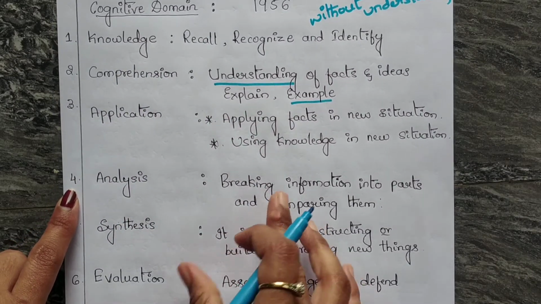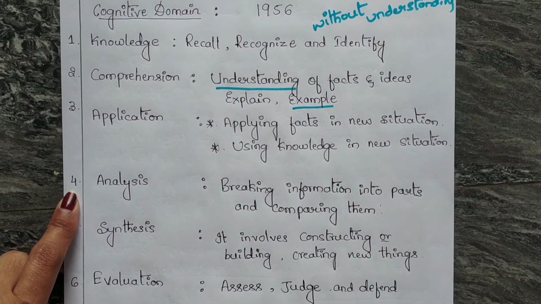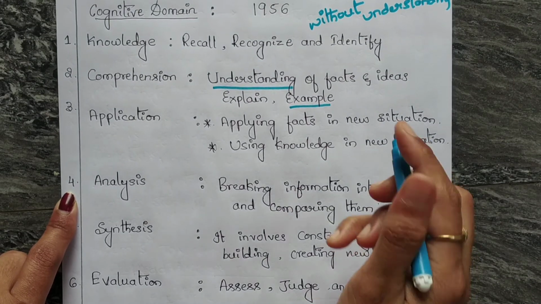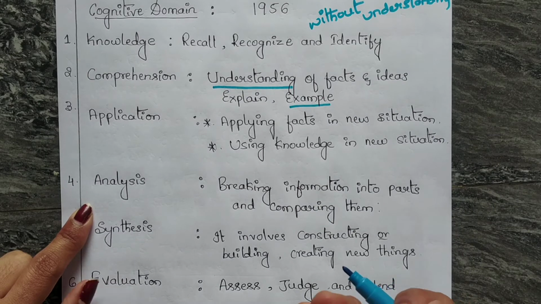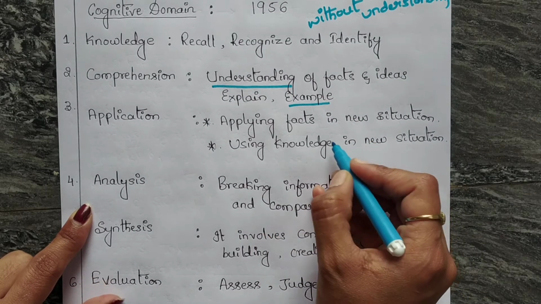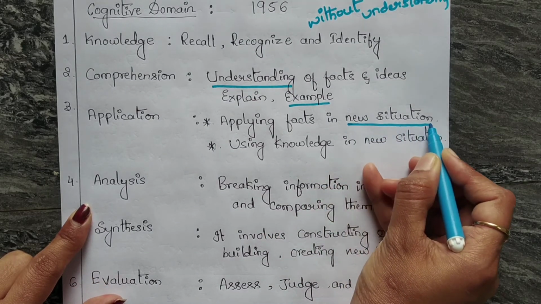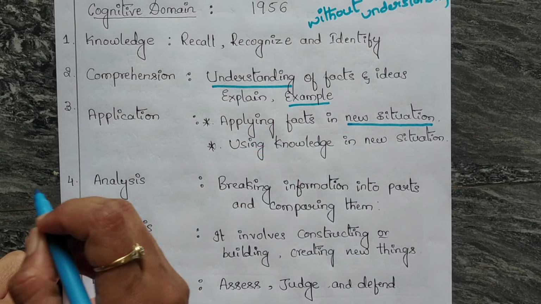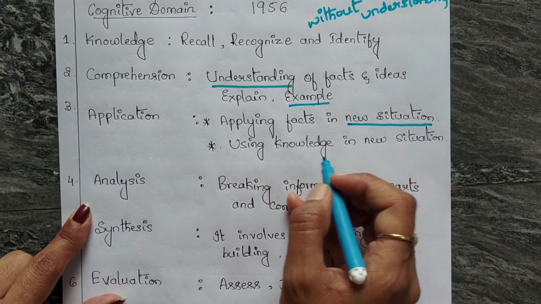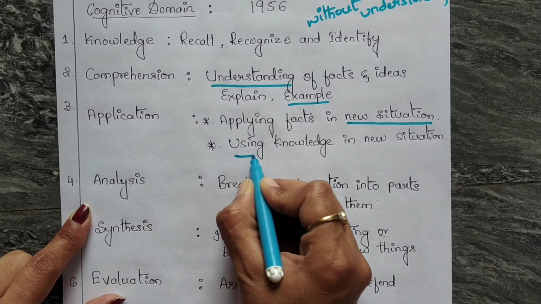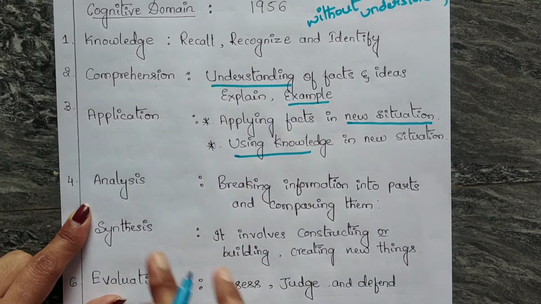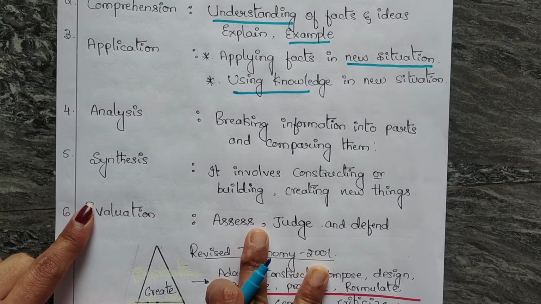After comprehension, the next one is application. At this level, they are able to apply the facts which have been learnt in a new situation. They are ready to apply the knowledge which they have already gained, using it in a new situation. That forms the application level.